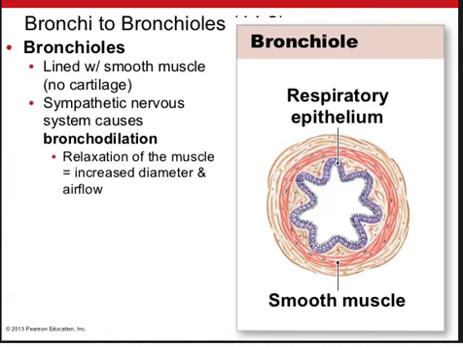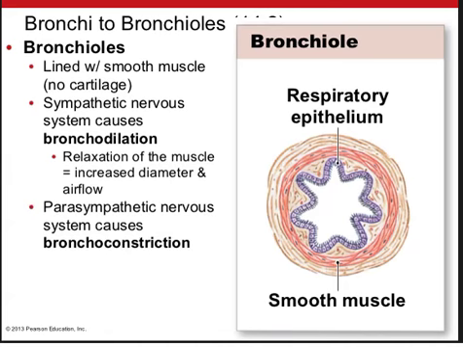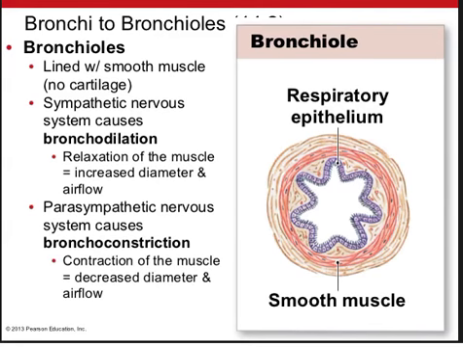Relaxation of the muscle increases the diameter and the flow. Parasympathetic stimulation results in bronchoconstriction, which results in the contraction of the muscle and decreased diameter and airflow. And so if you think about what the sympathetic nervous system is designed to do, it's designed to prepare you for a panic situation. So it has to fill the blood with nutrients and oxygen and get that blood to the tissues quickly so that we can fight or flee. And so bronchodilation is a natural outgrowth of that.